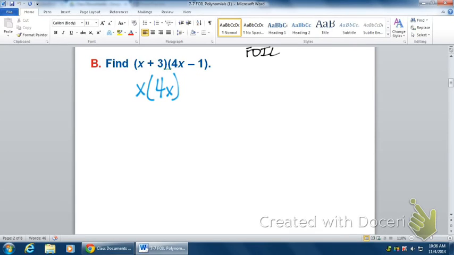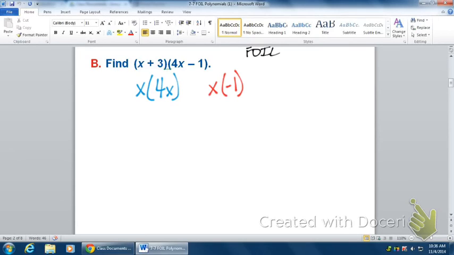Okay? So I'm going to multiply x times 4x. Those are my first terms. My O stands for my outer terms. So I'm going to multiply my outer terms, which are x and negative 1. Does everybody see that?